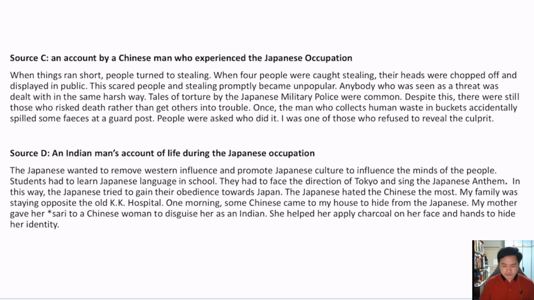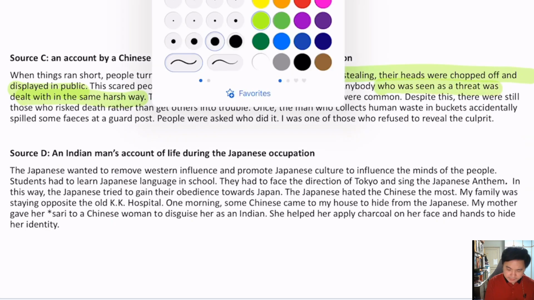Okay, so let's look at source C first. Now, what do I see here? People turn to stealing. When 4 were caught stealing, their heads were chopped off and displayed in public. Alright, anyone who was seen as a threat was dealt with in a harsh way.